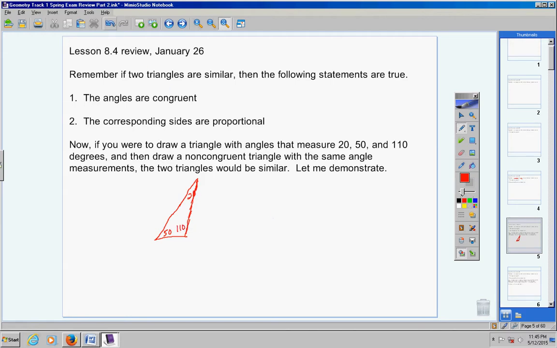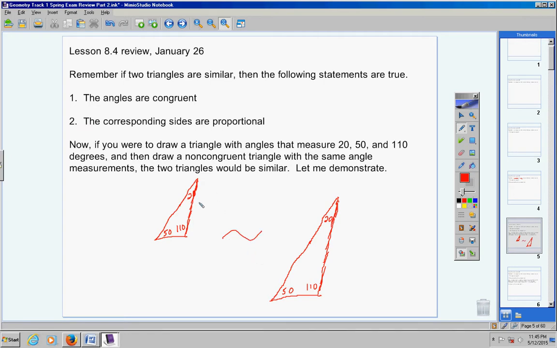Now, I'm going to take that same triangle and stretch it out and make it a little bigger, but keep the angles the same, okay? So this is still 50 degrees. I would copy that in your notes if I were you. This is 20 and this is 110. When we do that, these two triangles will, period, always be similar.